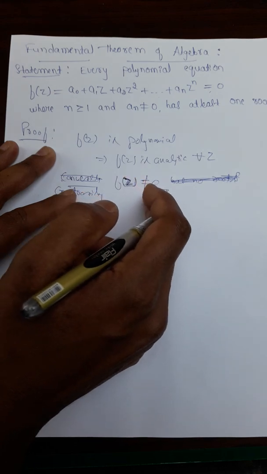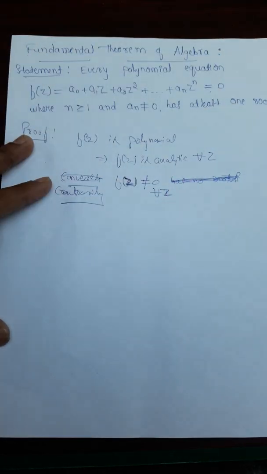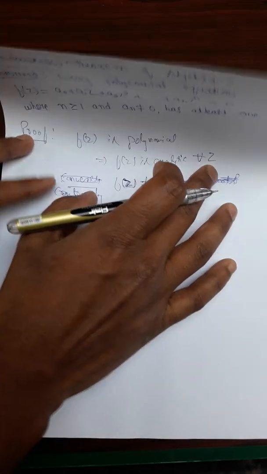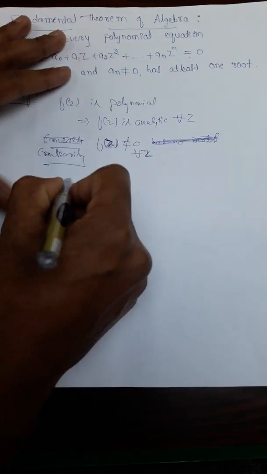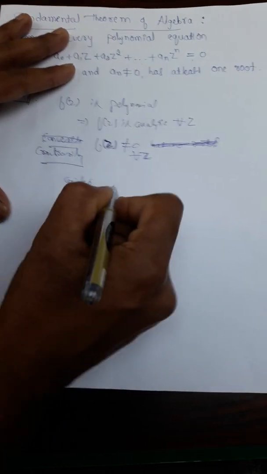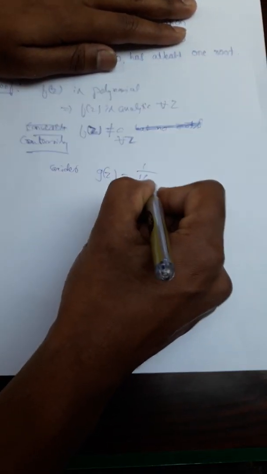Suppose f(z) is equal to 0 for at least one value of z, then we can conclude that f(z) = 0 has at least one root. Suppose, contrarily, that f(z) is not equal to 0 for all values of z, meaning f(z) is not equal to 0 in the entire complex plane. Then let us consider another function g(z), which is equal to 1 by f(z).